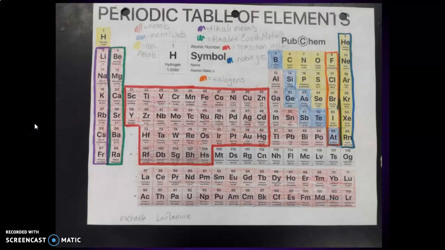Let me see what else I can give you guys some hints on as far as what you need to know. Obviously, you need to know what makes the difference between periods. What do periods relate to? The answer is that periods relate to the number of energy levels that an atom will have, versus groups, which relate to the number of valence electrons. So that is a very, very important concept, a very fundamental concept behind this periodic table.